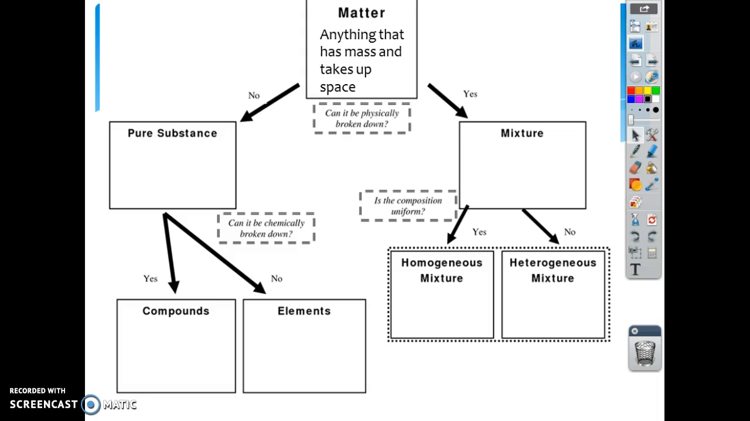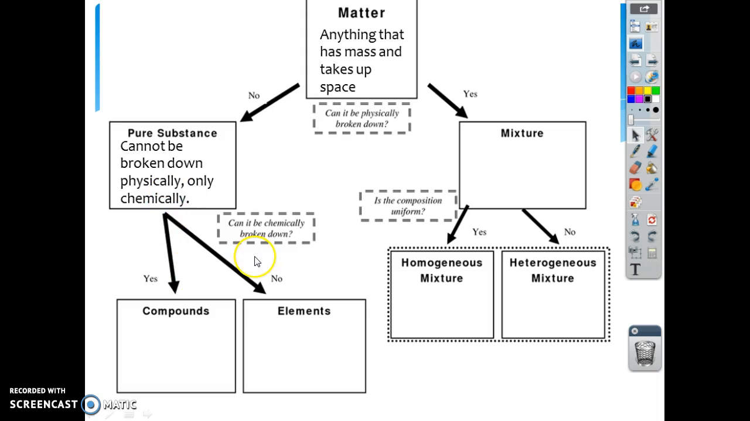So if I can physically break it down, it's easy. Okay, I can separate things or take it apart. But if I chemically break it down, it's not easy to put it back together. Okay, so if matter cannot be physically broken down, and I answered no here, it means I had to chemically break it down. That means I had a pure substance. So I can't break it down physically, I can only break it down chemically.